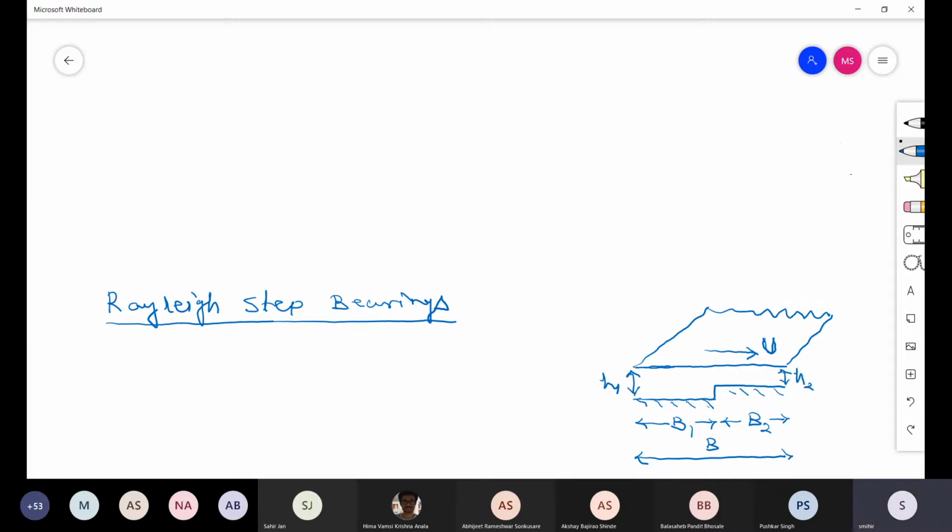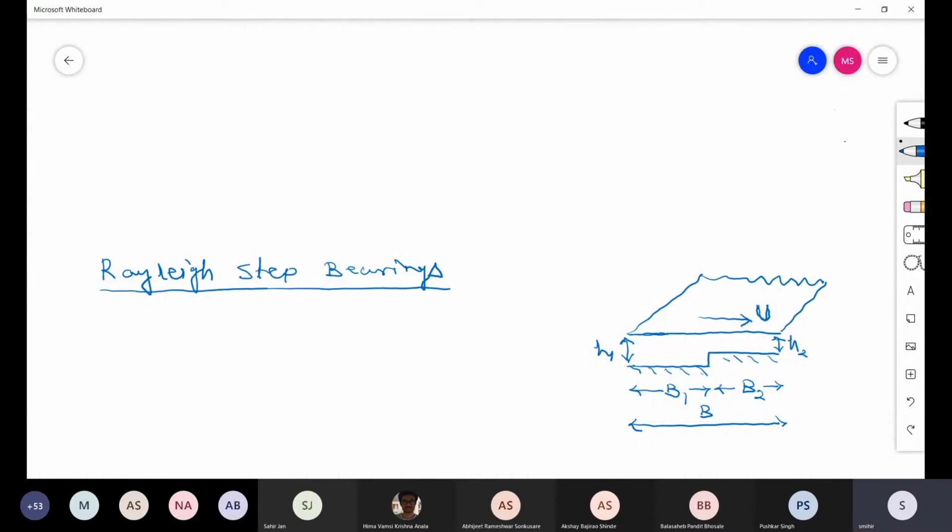Okay, this configuration where there is a top plate and a bottom plate. The bottom plate has a step. This is called a Rayleigh step. So we have two distinct gaps, H1 and H2. The H1 gap is over a region B1 and the H2 gap is over region B2. The total width of the bearing is B.